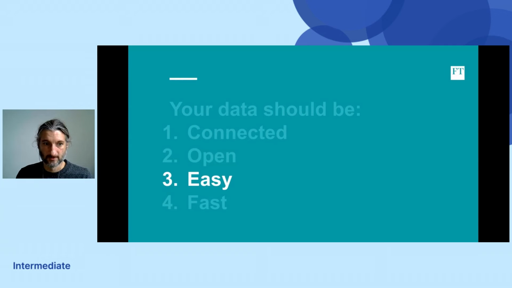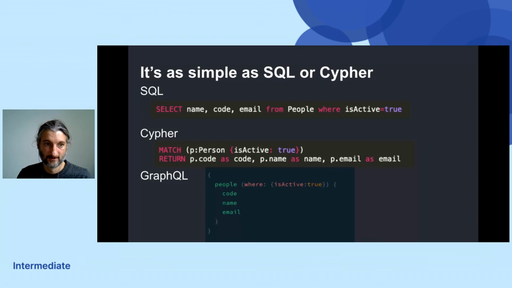So the next principle is easiness. I'm fond of saying to people at the FT, when they hear me talk about GraphQL and they go, oh, what's that? Sounds scary. I just say it's as simple as SQL. And it really is. Here are three examples of queries in each language, which are all getting active people and a few properties on each. And other than syntax, they're about the same in terms of number of statements and complexity.